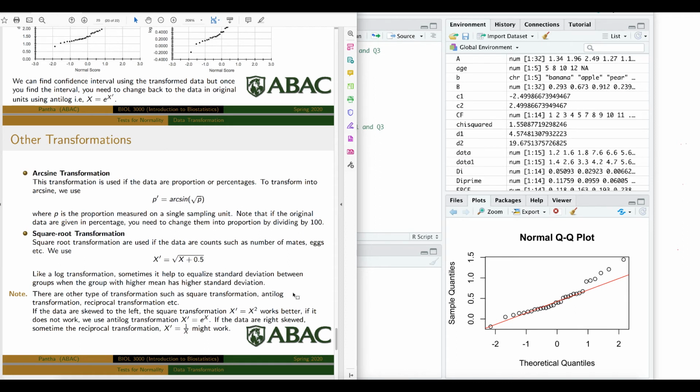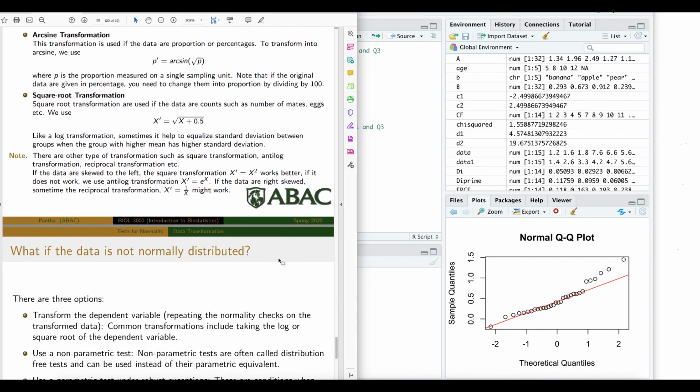Note there are other types of transformation, such as the square transformation, x prime equals x squared, the anti-log transformation, which is e to the x, and the reciprocal transformation. You can try any of these transformations whenever you test the normality. If it shows that the data is not normal, you can try one of these transformations. If one of them shows that the transformed data is normal, then you can take that data and test the hypothesis. Okay guys, this is how you do the data transformation.